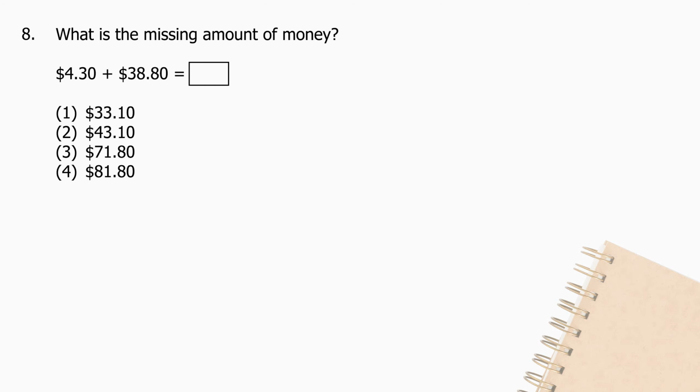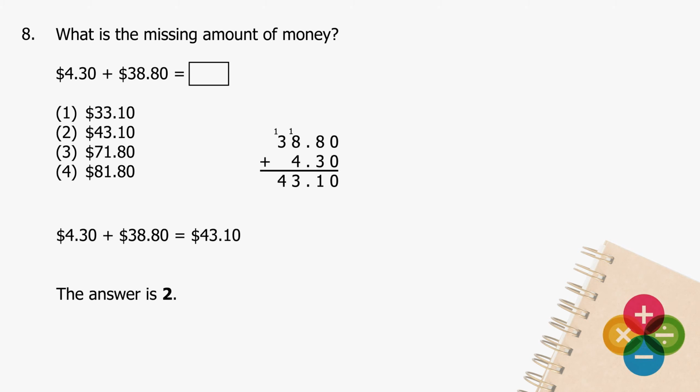Question 8. What is the missing amount of money? Add $4.30 to $38.80, and the sum is $43.10. The answer is 2.